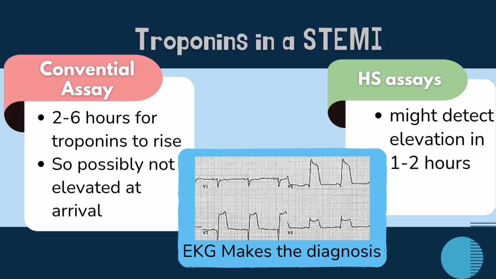With conventional assays, it takes 2 to 6 hours for troponins to rise after symptom onset. With high sensitivity troponins, you might see elevation within 1 to 2 hours, but early on they can still be normal. That's why we repeat troponins, to catch the rise. But here's the key. In a STEMI, the EKG makes the diagnosis, not the troponins, because you can't wait around for serial troponins when the EKG is screaming at you with ST elevations. Every minute you wait is more muscle lost.